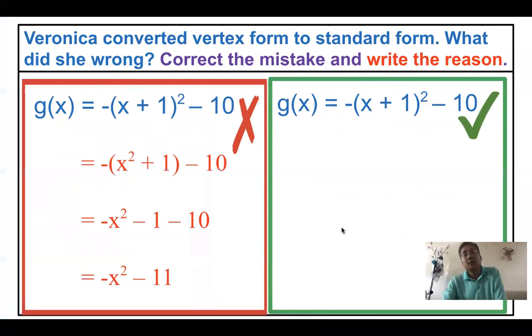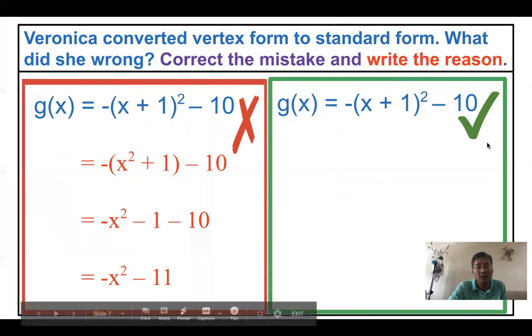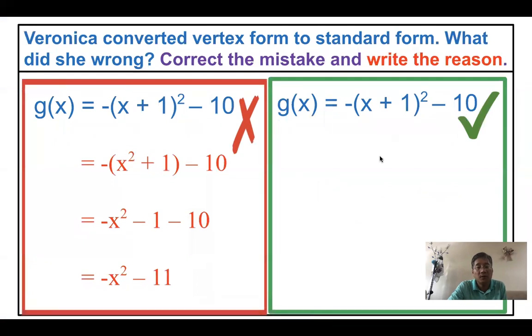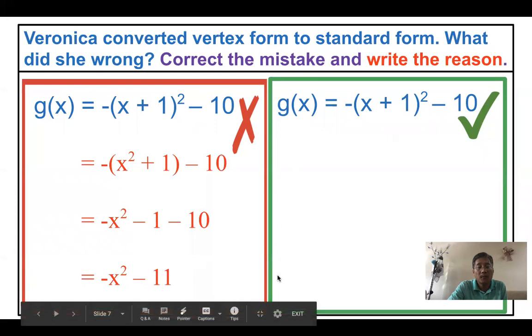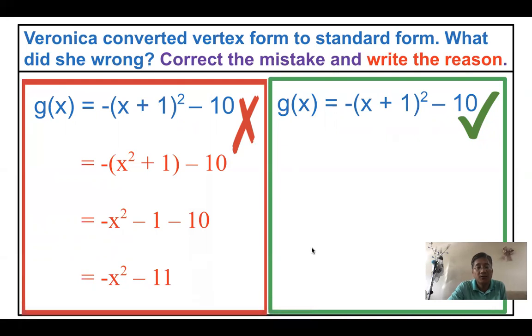Now, you have a breakout room. In your group, discuss what the mistakes are. Can you find out what the mistake is? Identify the mistakes and then write down the reason. And in this green box, please correct the mistakes. You will have about 5 minutes. Okay, 5 minutes, and try.